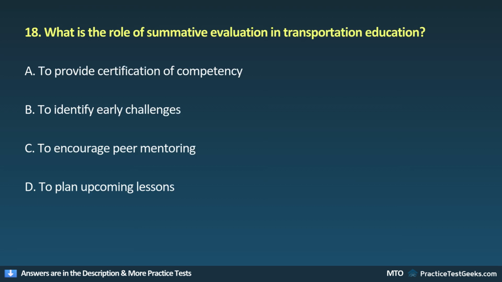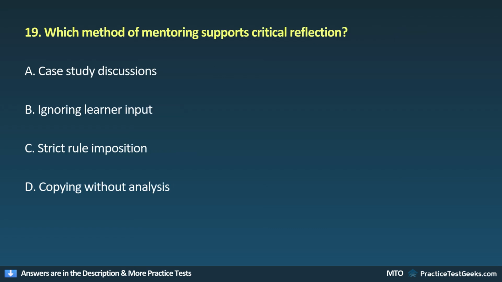18. Which instructional strategy best addresses adult learners' need for relevance? A. Linking training content to real-world law enforcement tasks. B. Teaching abstract theories without application. C. Using only memorization drills. D. Avoiding practical examples.